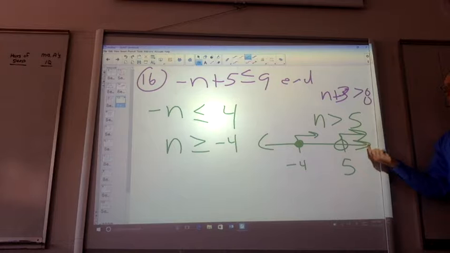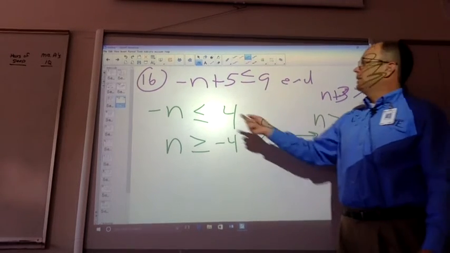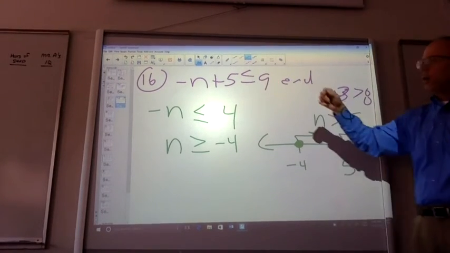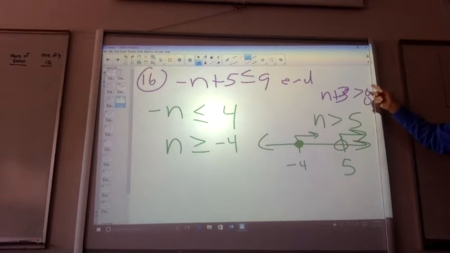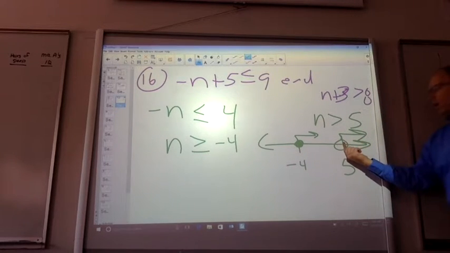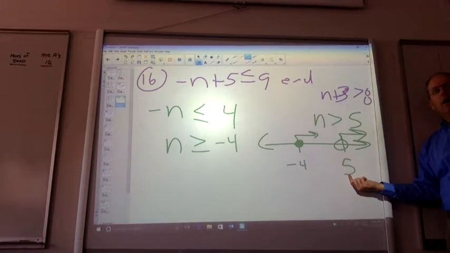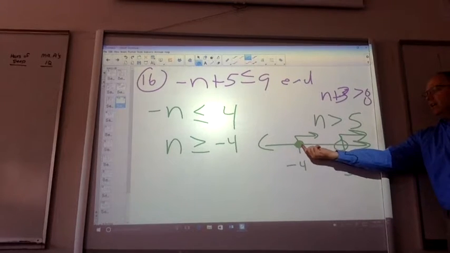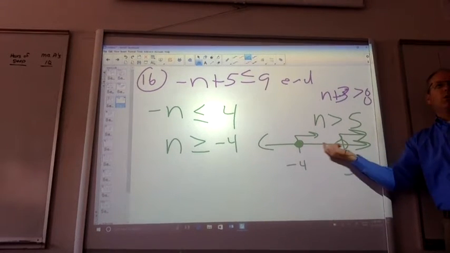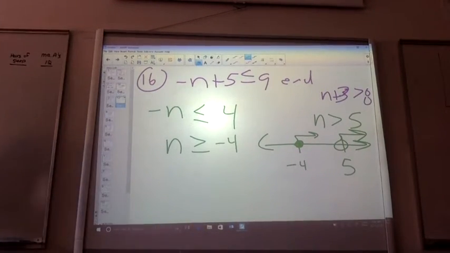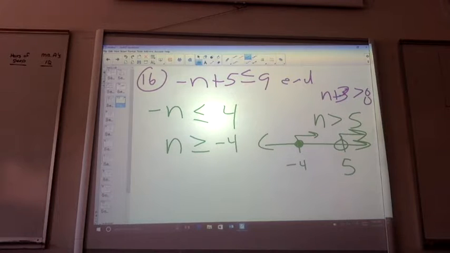True, true? So if I pick, say, 10 and plug it in here, I'd get -10 plus 5 is -5, -5 less than 9, true. If I plug 10 in here, 10 plus 3 is 13, 13 greater than that. Yes, so my and problem is going to go from 5 to where? Infinity. It's not going to include this region because this was a true and a false. Over here was a false, false. Okay? All right, so we are going to go from 5 to infinity.